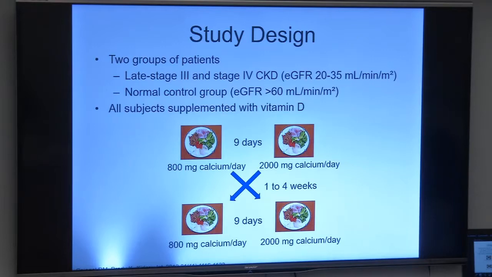There are very few calcium balance studies in renal failure patients, but 2 have been published in the last 10 years, and I'll just talk briefly about these studies. This was a crossover study that took patients with stage 3 and 4 CKD and a control group of normal renal function. They put these patients on one kind of diet to begin with that had either 800 milligrams of calcium or 2 grams of calcium. They were on that diet for 9 days, and then they crossed over after a washout period of 1 to 4 weeks. And they were all on a very strict phosphorus control diet.